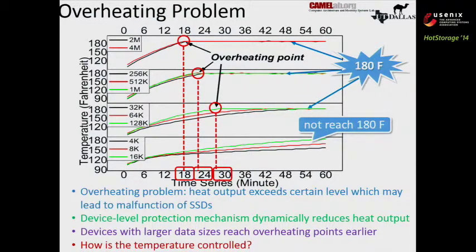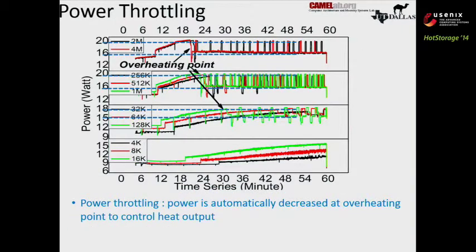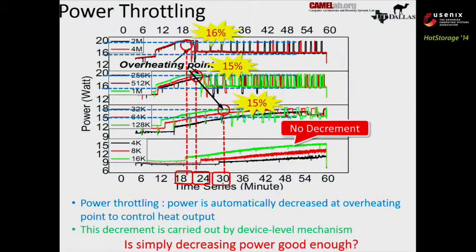The most important thing we want to know is how the temperature can be controlled by the device-level protection mechanism. It can be explained in these slides. The power is automatically decreased at the overheating point to control the heat output. This is done automatically by the device level mechanisms. Look at the overheating point. The decrement is about 16%, 15%, and 50%.